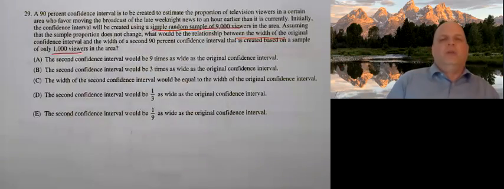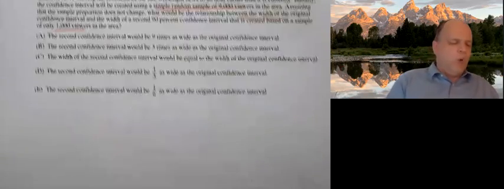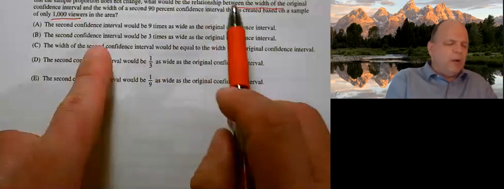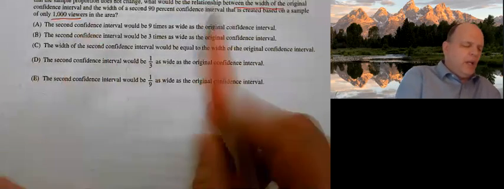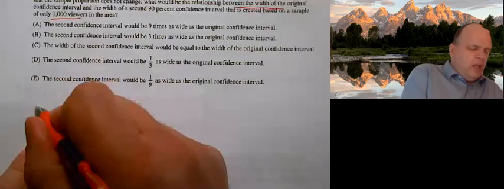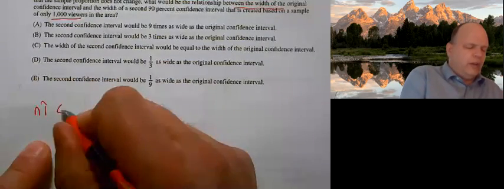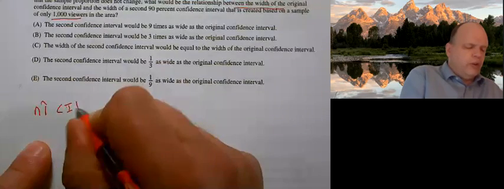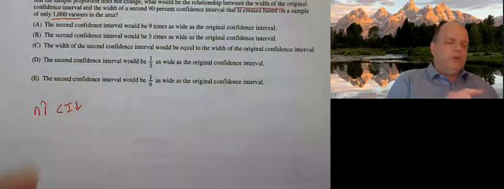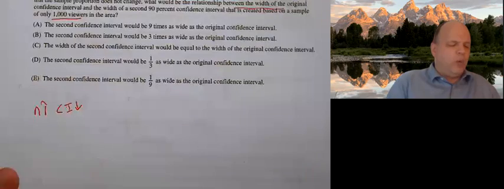So they're saying the proportion didn't change, confidence levels didn't change. All we're doing is changing the sample size. How do we do this? What happens to the width? Well, we're going to expect it to get wider. Why? Because as n goes up, the confidence interval gets narrower. They move opposite direction. So as n goes down, it gets wider.